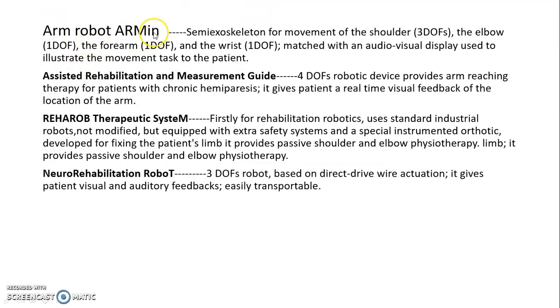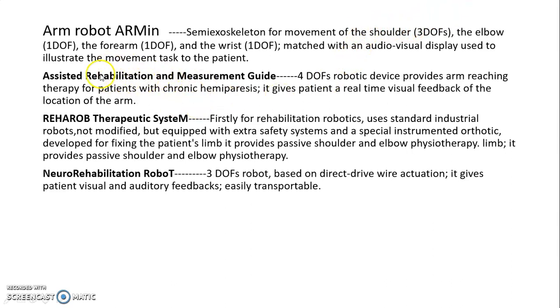Another equipment is ARMin, a semi-exoskeleton, meaning a half exoskeleton, for movement of the shoulder, with 3 degrees of freedom of shoulder movement. The elbow has 1 degree of freedom, flexion extension. The forearm, supination, 1 degree of freedom. Wrist flexion extension, 1 degree of freedom. We can compare this as very good, almost the same as the normal degrees of freedom of motion. Shoulder 3 degrees means one in each axis: shoulder flexion extension, abduction adduction, and internal and external rotation. Together when we combine that we get circumduction.